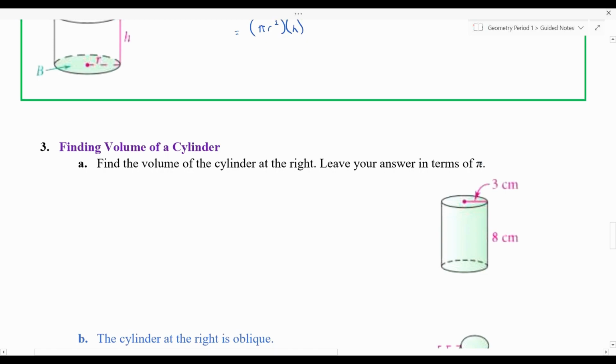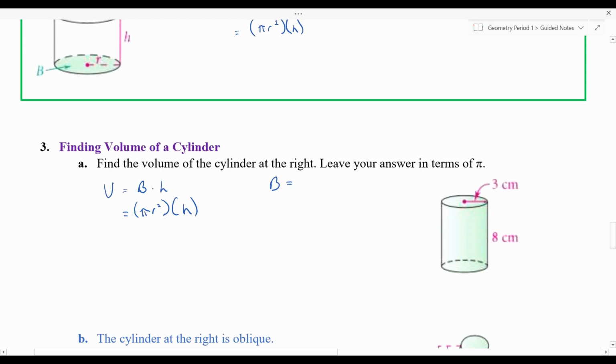So let's get to this. We know that the formula for volume is area of the base times height. So we know that the area of the base is going to be a circle, so we're looking at pi r squared times my height. Okay, so pi r squared, I'm going to put it over here, pi r squared.